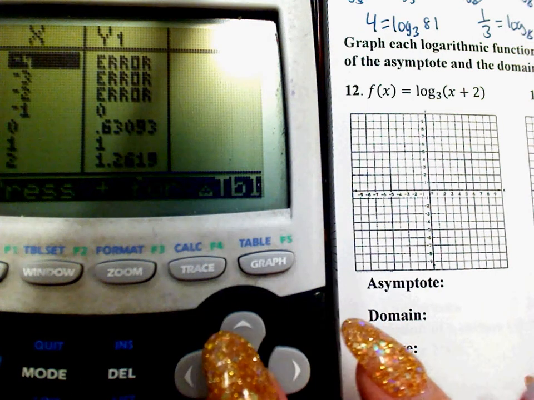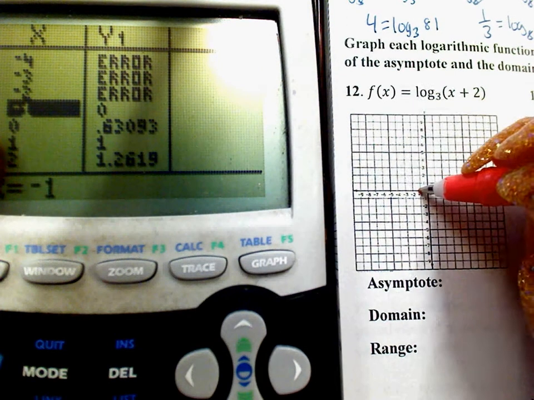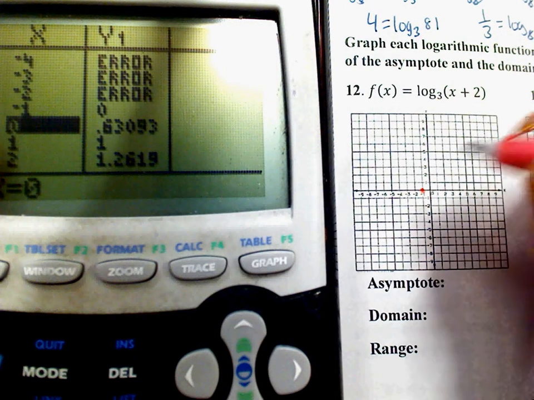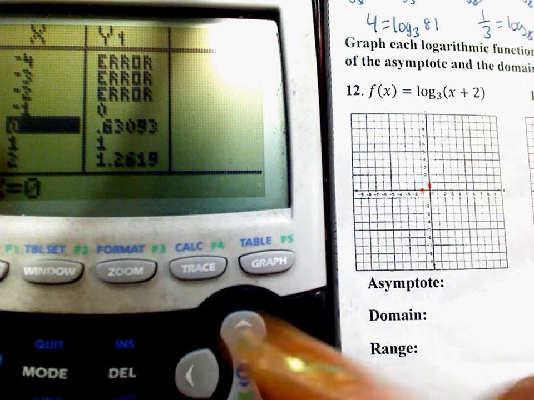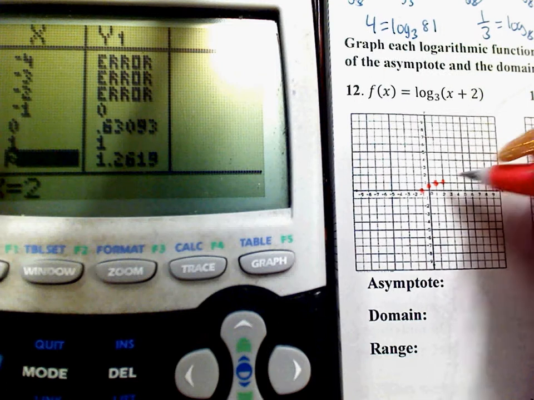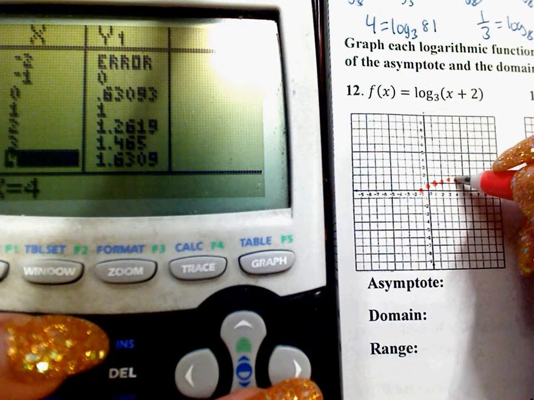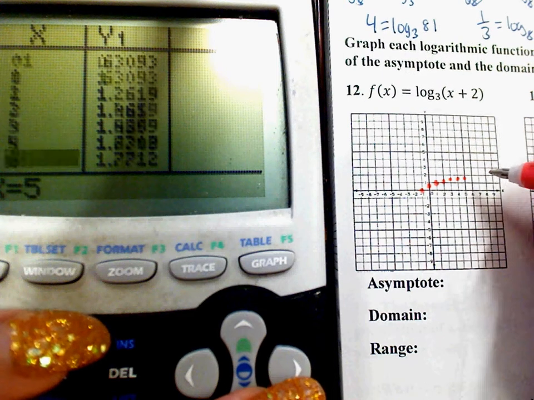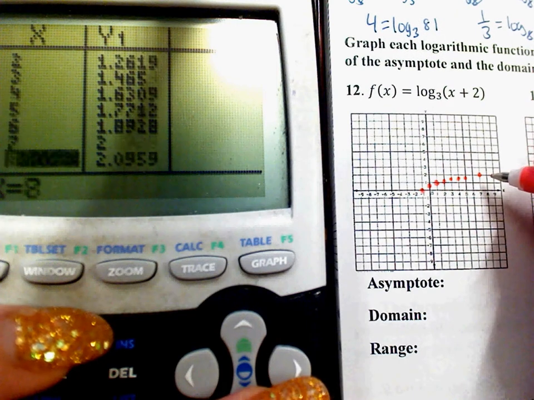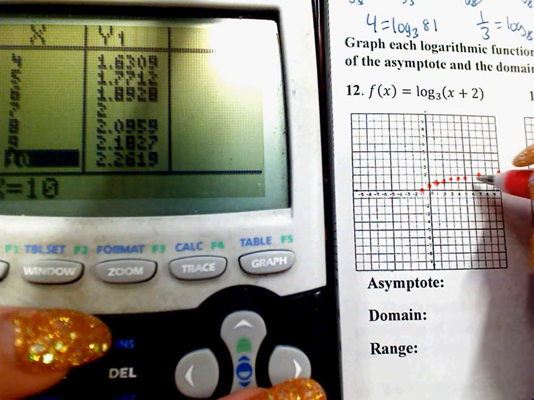Go to the table. At -1 it's 0. At 0 it's 0.63. At 1 it's 1. And then it's 1.2. And then 1.5. And then 1.6. And then 1.7. And then at 7 it's 2. And then at 10 it's 2.26. So that kind of gives me a goal.